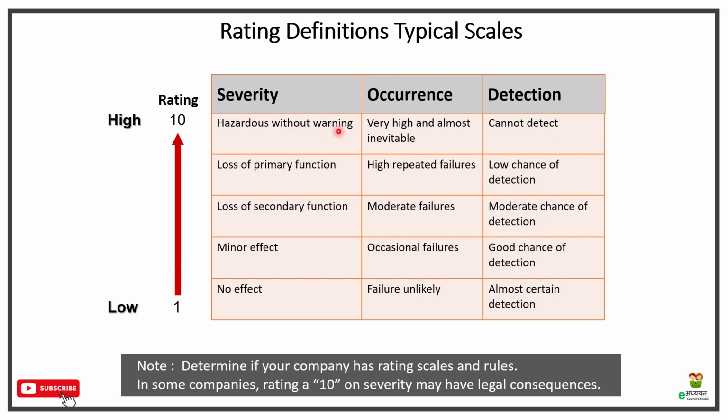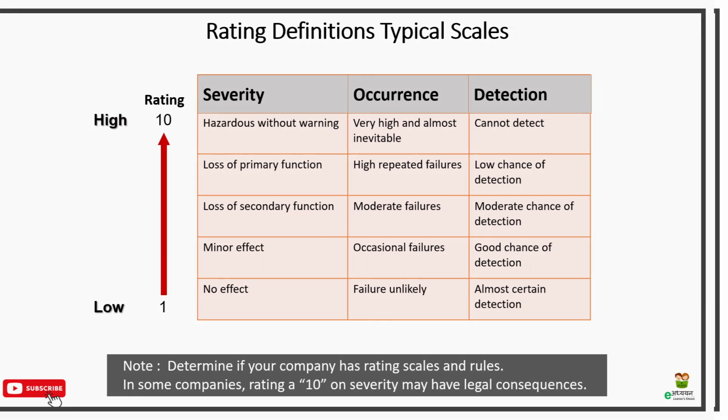And when we cannot detect this in early stages, then we can assign a 10. And if we can detect all defects, or they are minor, then we can assign it a 1. When severity is very low and failure unlikely, then also we can define 1. So this is how the rating is assigned to severity, occurrence and detection.